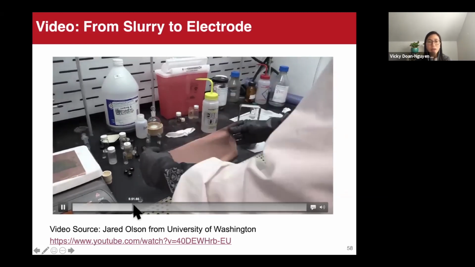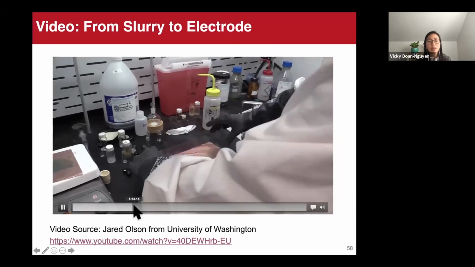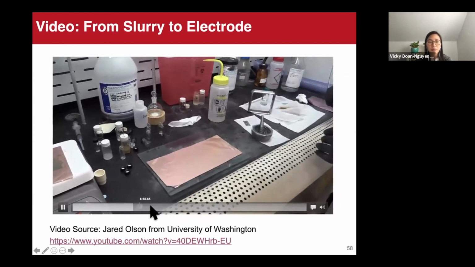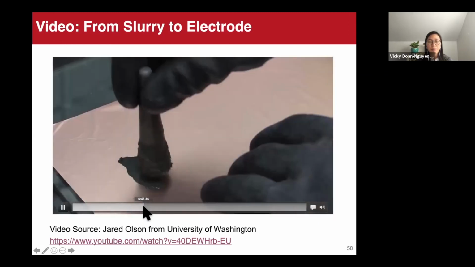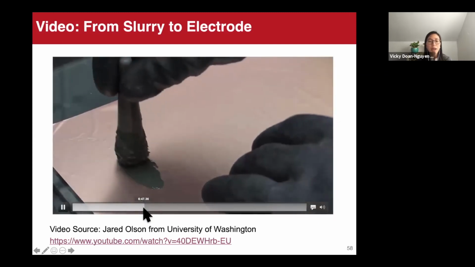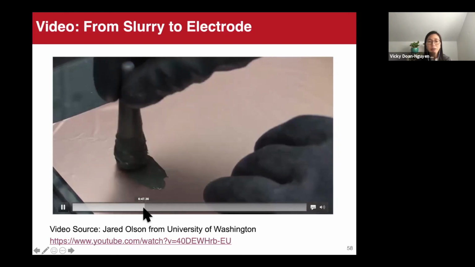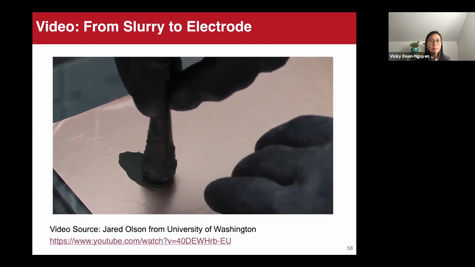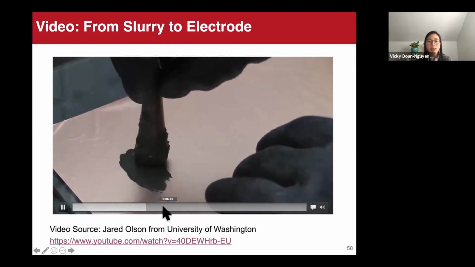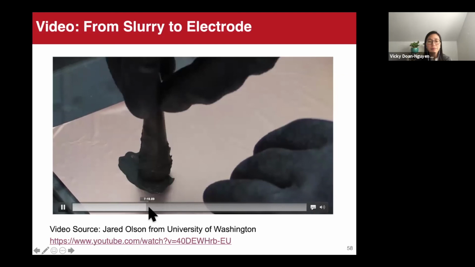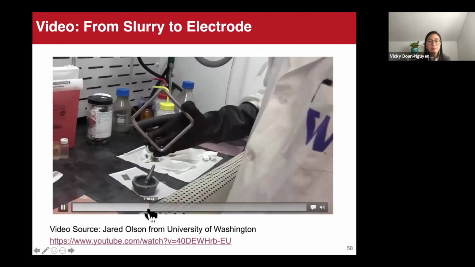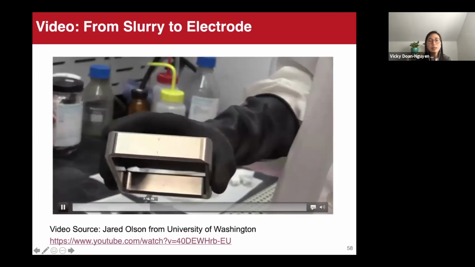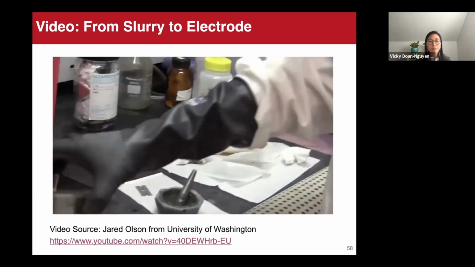So here he's putting down the copper current collector, and then the paste, the slurry that was just mixed recently. Okay. And then a doctor blade is used to uniformly spread the slurry.